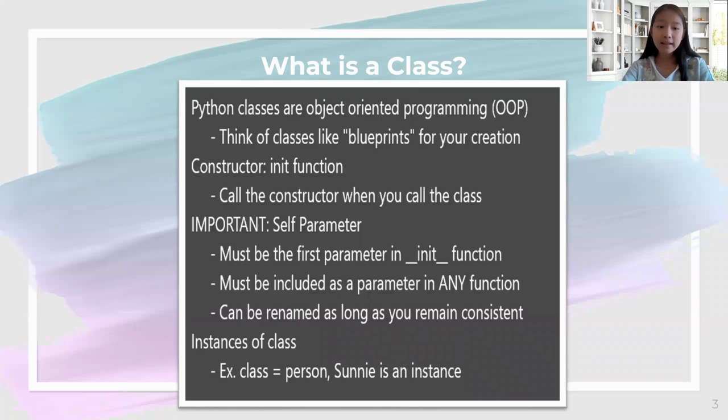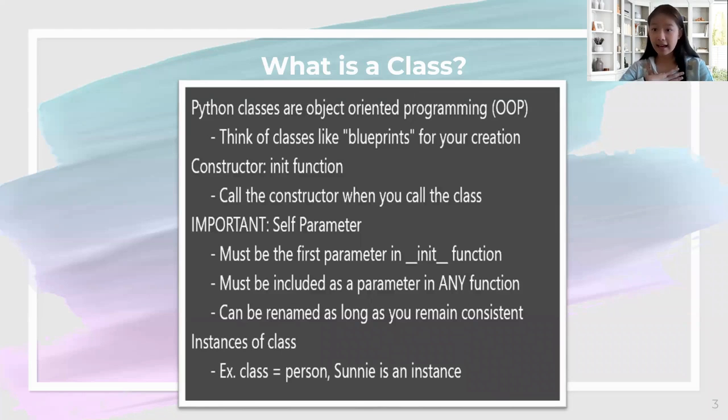And last but not least, let's go back to our blueprint idea. So classes have instances, and these are kind of like a kind of class. So for example, if our class is called person, Sunny, me, I would be an instance, right? Because I am a kind of person. You would be an instance of the class person because you are another kind of person. So in a way, we can think about it as blueprints.